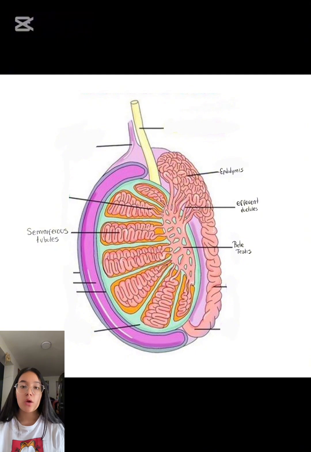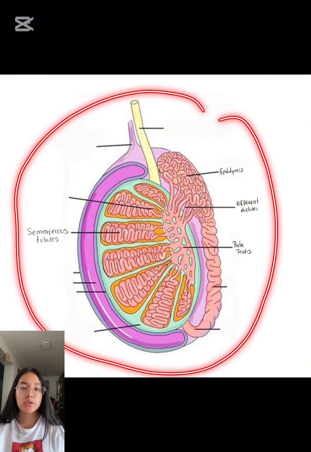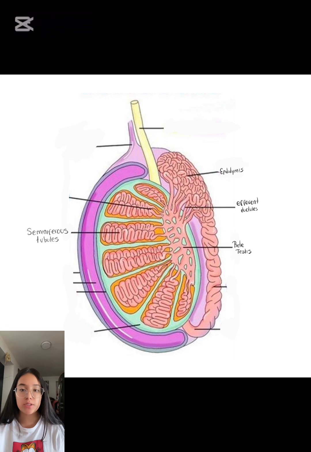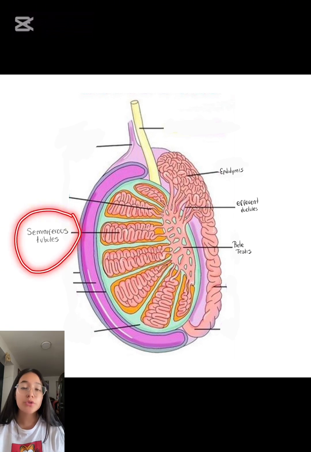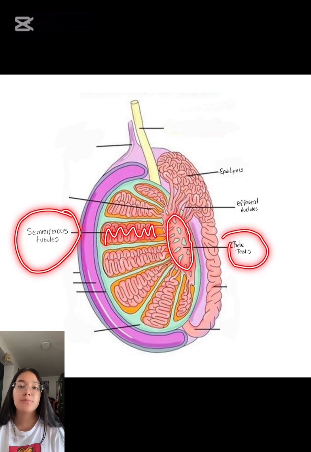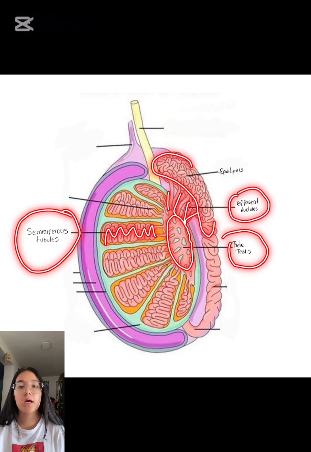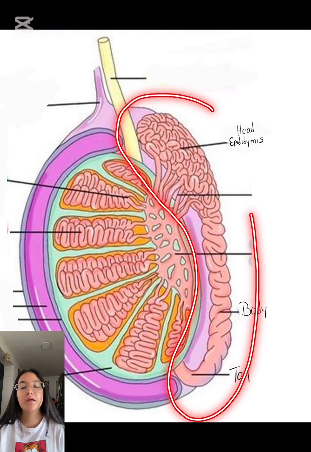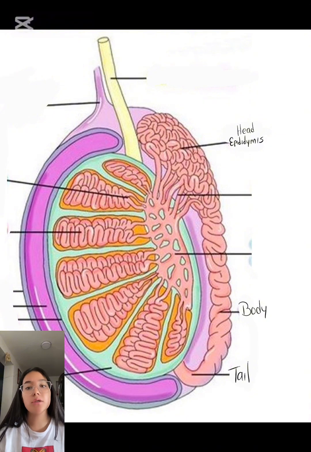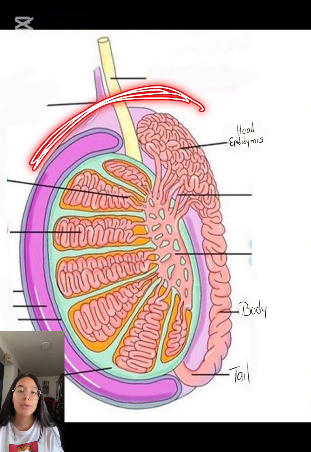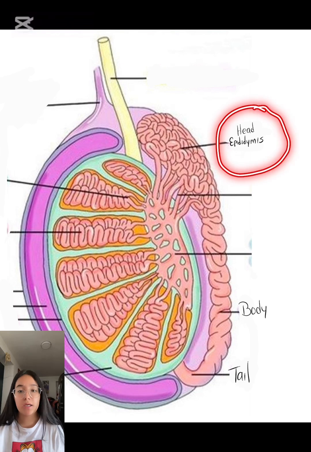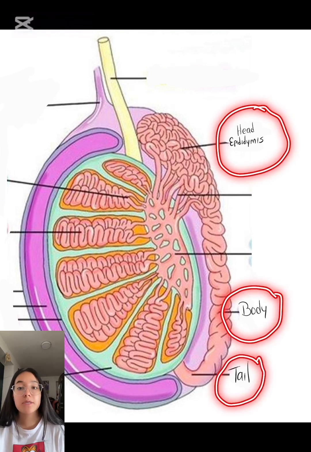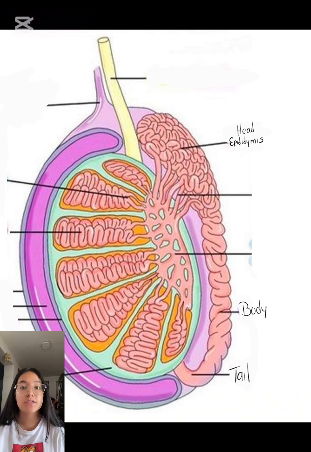Inside the testicles, we find the seminiferous tubules, where sperm cells are produced. These tubules lead into a network called the rete testis, and from there sperm move into the efferent ductules, which carry them into the epididymis. The epididymis is located at the back of each testicle and is divided into three parts: the head, body, and tail. This is where sperm matures and is stored.